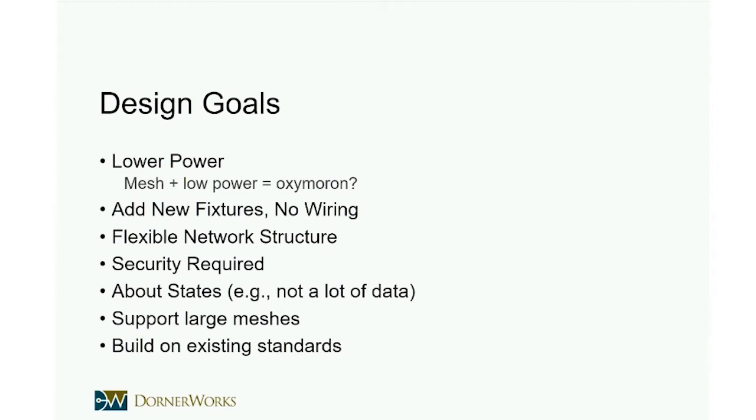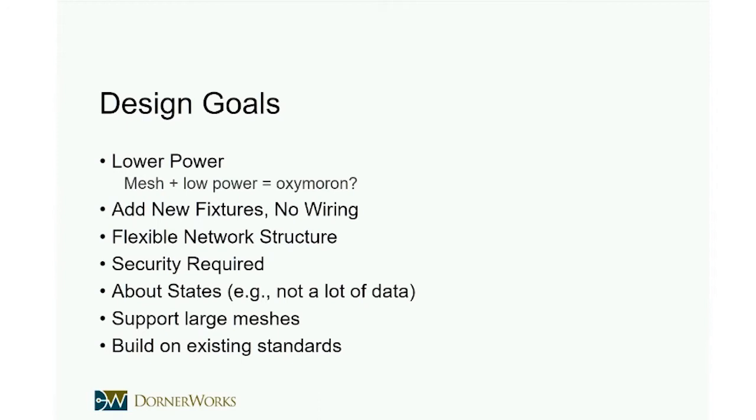Another design goal was to primarily focus on states. So this is not a lot of data. You're talking about transmitting whether or not a light is on or off, or turning a light on or off. You're really conveying states. So it's really helpful for home automation and things like that. It is not going to be used for streaming data.